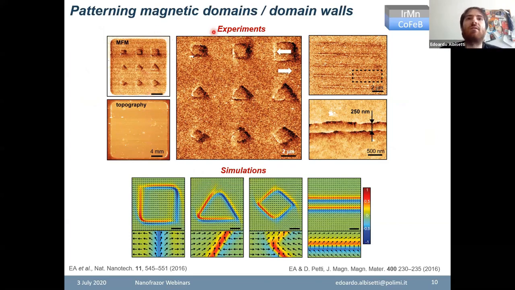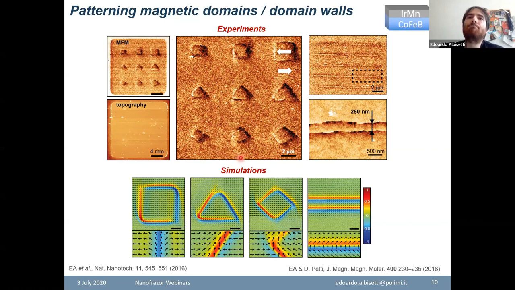Here you see a zoom in of this area. You see that we wrote different magnetic domains with a magnetization orientation, which is this white arrow, that is opposite with respect to the magnetization orientation outside the written domains. Depending on the shape of the patterning regions, we can have different shapes of the magnetic domains and different dimensions. In this case, it's 1.5 micron up to 2.5 micron. And you can have square domains, triangular domains, or rhomboidal domains in this case.